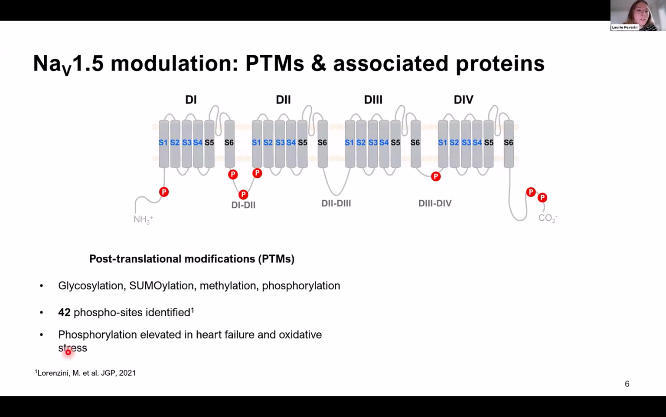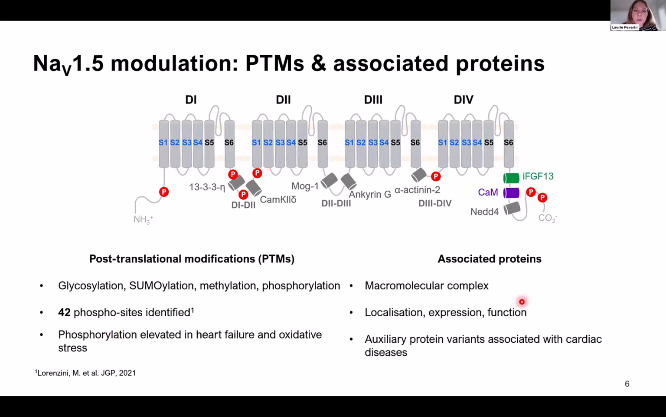An interesting point is that the phosphorylation level of NaV1.5 seems to be elevated in heart failure and oxidative stress, so in pathological conditions. But there are also associated or auxiliary proteins that can affect NaV1.5 activity. They can form a macromolecular complex with the alpha subunits, and they can modulate the localization, the expression, and the function of NaV1.5. Interestingly, variants of these auxiliary proteins are also associated with cardiac diseases, which highlights their really important role.